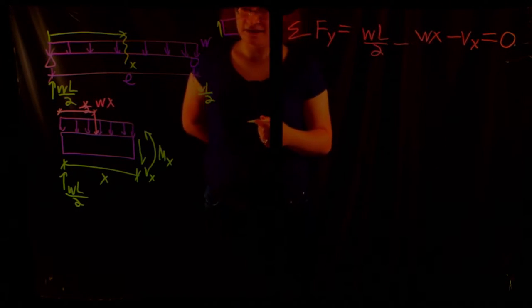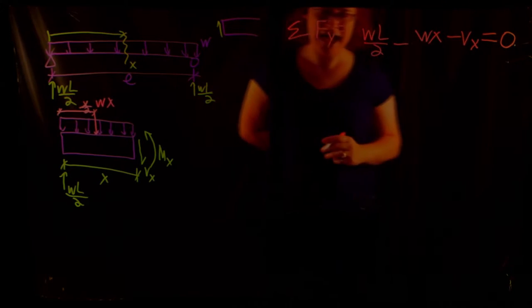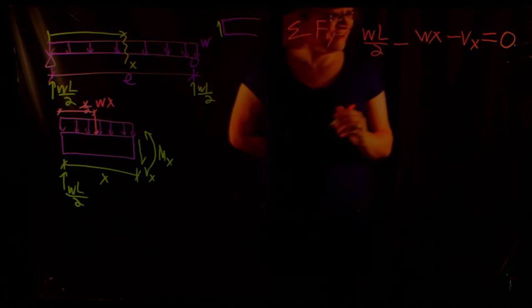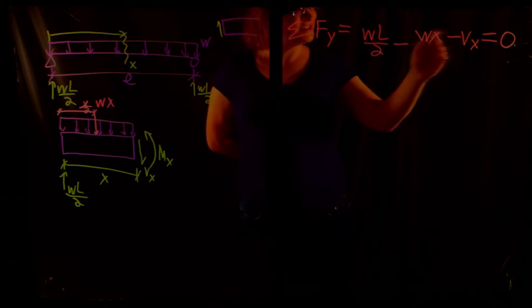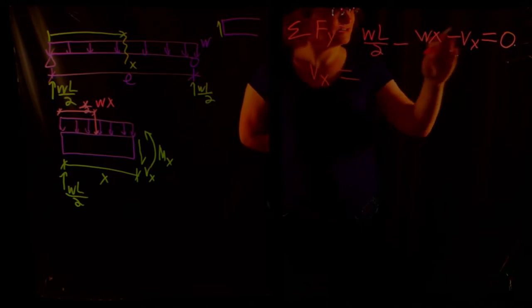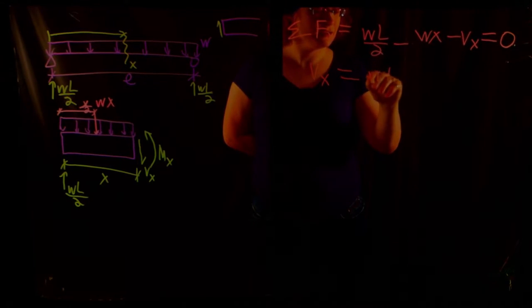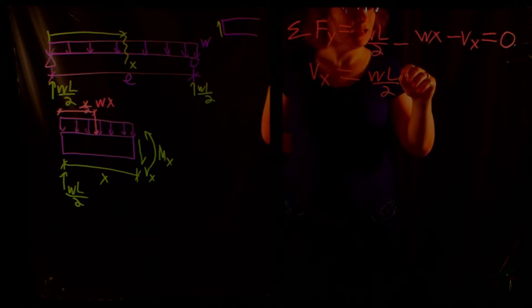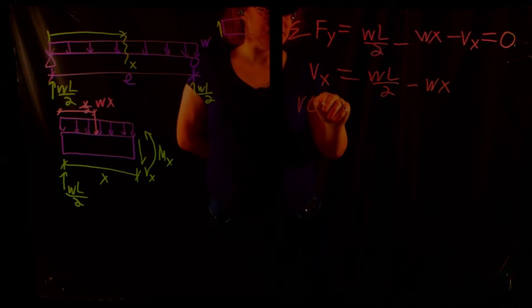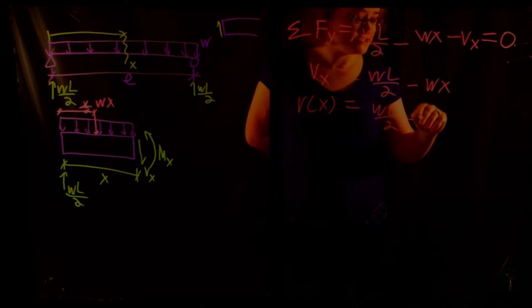because we're assuming that our beam is not accelerating and therefore flying through the air, because that would be bad for most buildings. That's the technical term, bad. Anyway, so if I then solve for Vx, just moving this over here, I get that Vx is equal to WL over 2 minus Wx, or I could just call this V as a function of x, is equal to WL over 2 minus Wx.